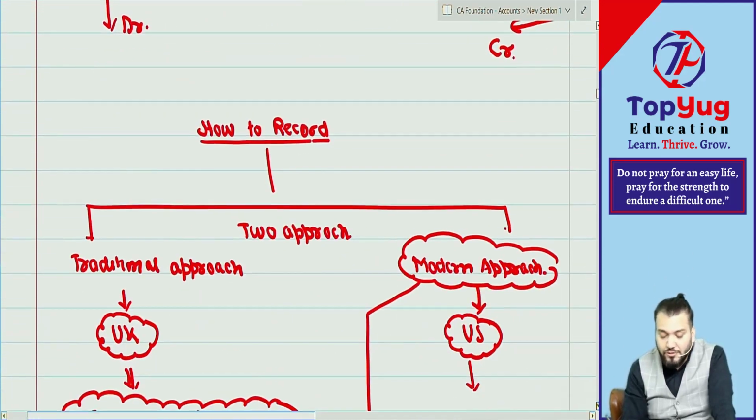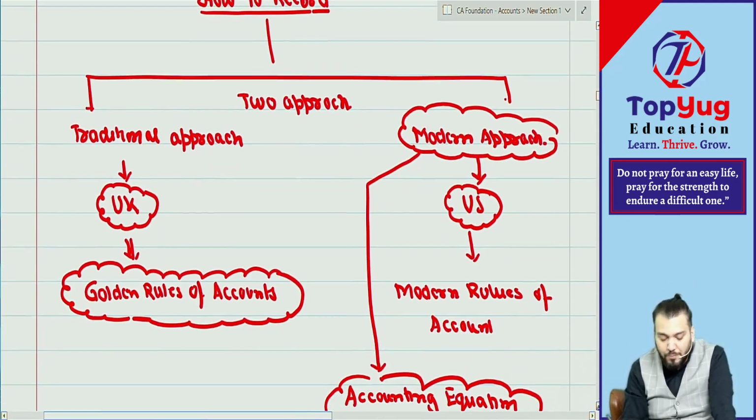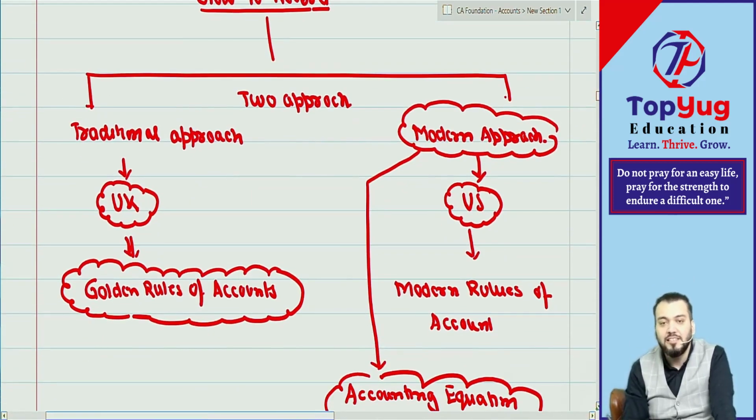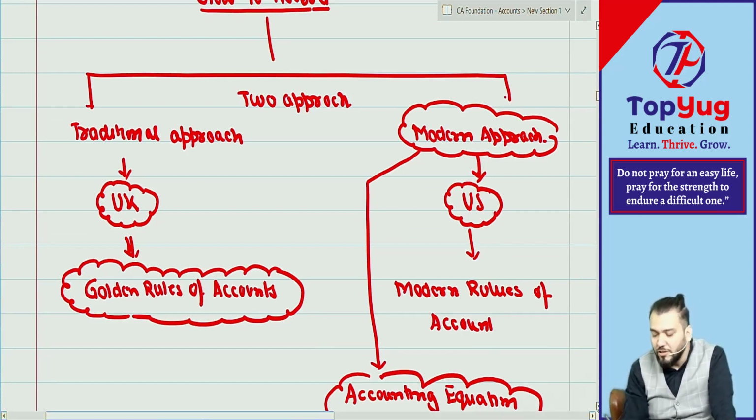Then we have also understood that the system of recording, means system of accounting by using dual aspect concept, is known as double entry system. So in accounting, we follow double entry system only. Then we came to how to record. For that, we have understood that there are two approaches. One is traditional approach, another is accounting equation approach. So traditional approach is actually based on UK, and accounting equation approach is actually based on US.